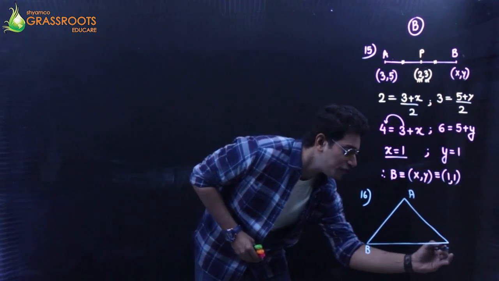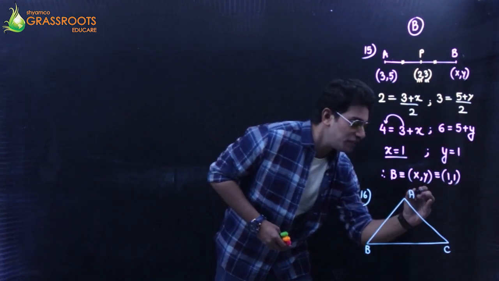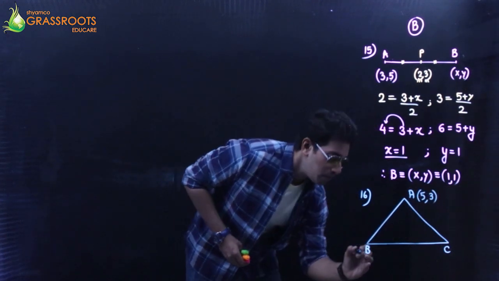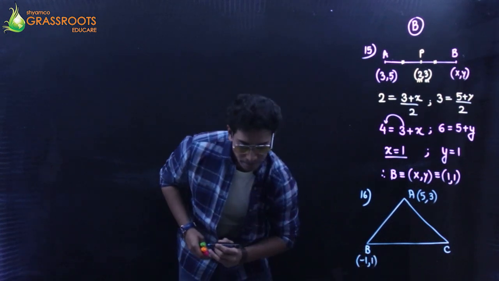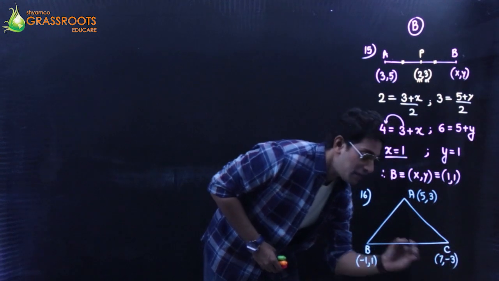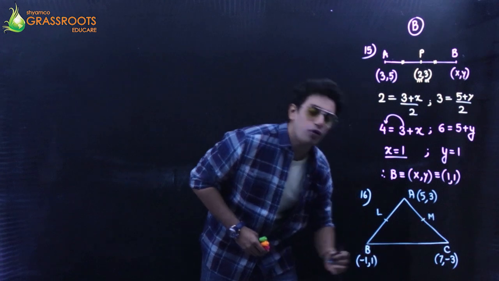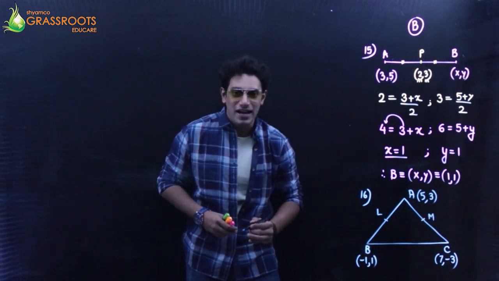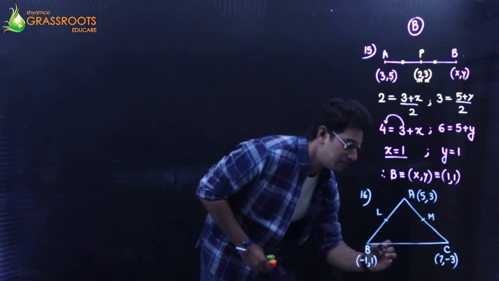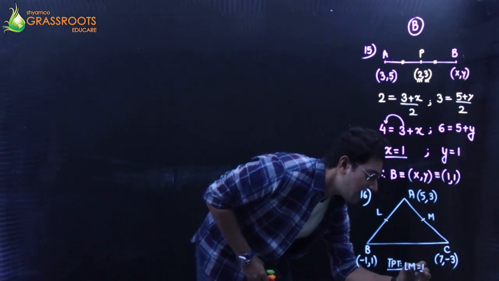ABC are vertices of a triangle and the three vertices given to me are (5, 3), (minus 1, 1) and (7, minus 3). L is the midpoint of AB, M is the midpoint of AC. Prove that LM is half of BC. TPT means to prove that LM is half of BC.